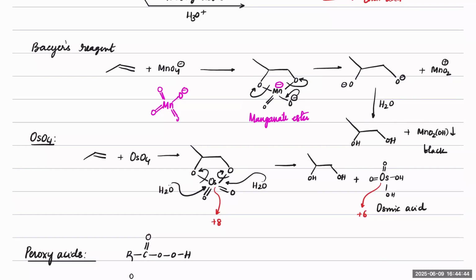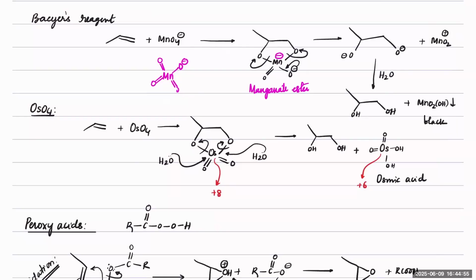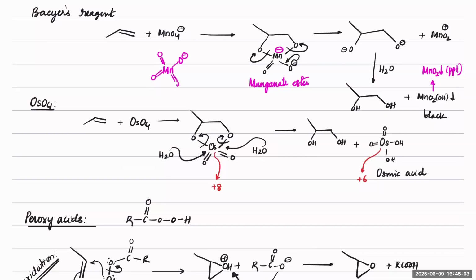Got it? And on addition of water, you will get this as MnO2OH. And this MnO2OH eventually becomes MnO2 as a precipitate. This will eventually become MnO2 precipitate. This is the PPT I'm talking about. This is the precipitate which you will get. Okay. Black color precipitate. And the solution on the surface will be colorless.